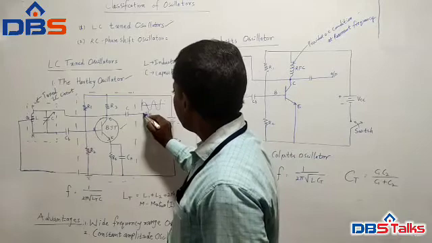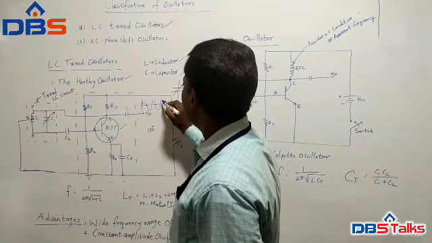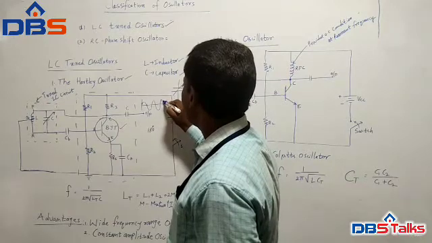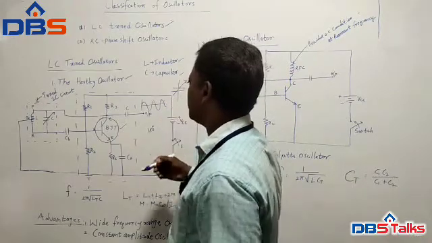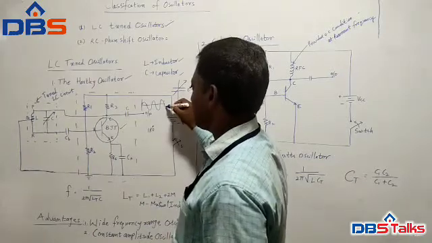So finally, here you will get a 0 degrees or 360 degrees phase shifted signal. 0 or 360 means there is no phase shift at all. Like that you will get oscillations here.